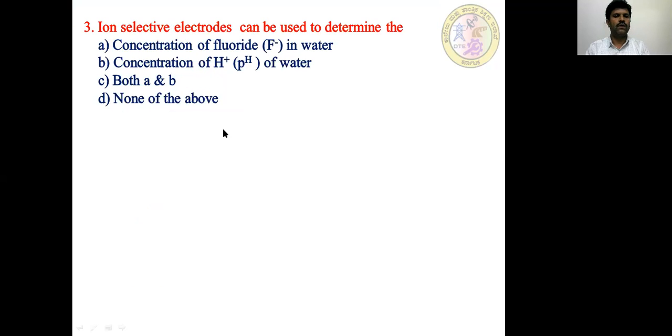Question number 3. Ion selective electrodes can be used to determine option A, concentration of fluoride in water, option B, concentration of H plus ion of water, option C, both option A and option B, option D, none of the above. The right answer is option C. That is, we can use ion selective electrodes for determination of fluoride as well as H plus ions.